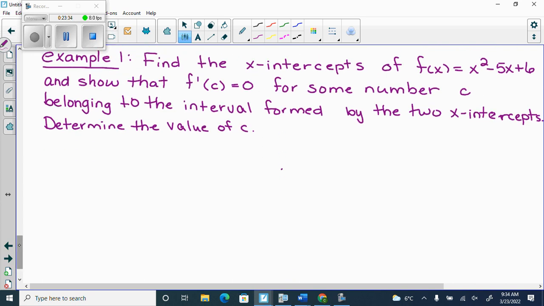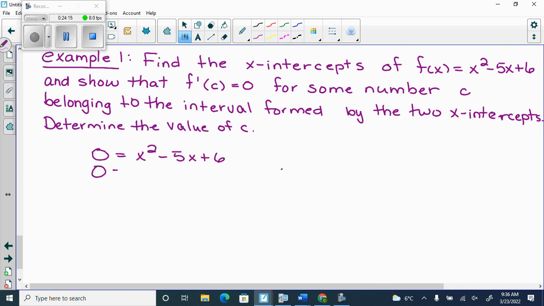So what I want you to first do is just find the 2 x-intercepts. Okay? Once you find the 2 x-intercepts, you want to find where f prime of c equals 0. Correct? So how can you do that? Find the first derivative, plug in. I don't want f prime of x equals 0. I want f prime of c equals 0. So I'm going to find the first derivative, plug c in for x and set it equal to 0 and solve.